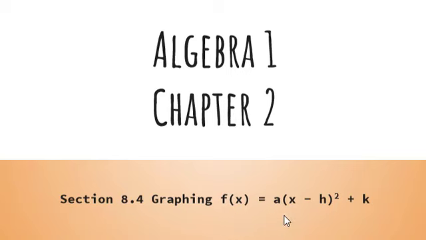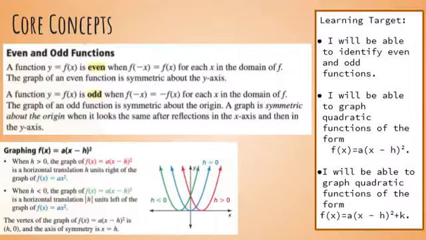Section 8.4 is graphing f of x equals a times the quantity x minus h squared plus k, which is the graphing form of a quadratic function. For your learning targets, you will be able to identify even and odd functions. You will be able to graph quadratic functions in the form f of x equals a times the quantity x minus h squared, as well as f of x equals a times the quantity x minus h squared plus k.